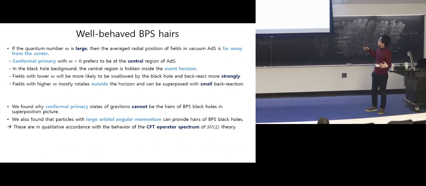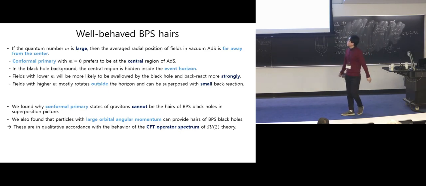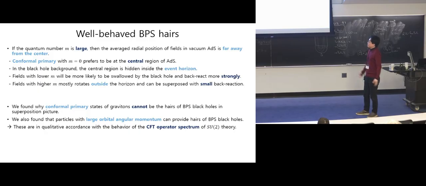If you consider conformal primary gravitons, they prefer to be at the central region of AdS, which is hidden inside the event horizon, so they will be swallowed and backreact strongly to make some non-supersymmetric, complicated black hole solution. However, if you consider a field with higher m, it will mostly rotate outside the horizon and can be superposed with small backreaction, giving you supersymmetric hairy black holes. So we found why conformal primary gravitons cannot be the hair of BPS black holes, and why particles with larger angular momentum can provide hair of BPS black holes.